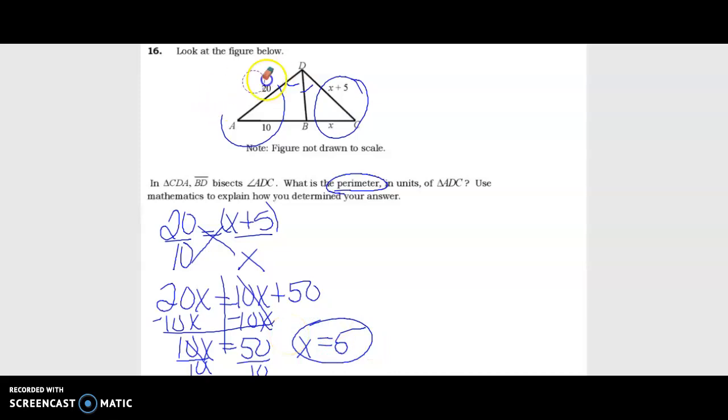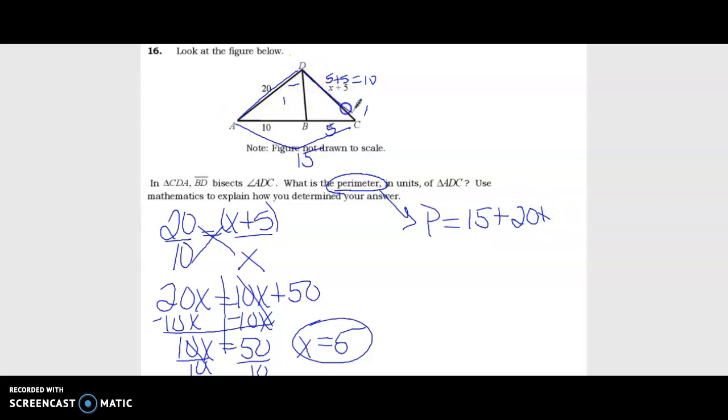So I can go back up here now and say that this length here is 5. This is 5 plus 5. So this has a value of 10. To find perimeter, perimeter is adding up all the edges, all the sides. So we know that this side here is 15, plus this side here is 20, plus this side here is 10. And plus what's here? So 20 plus 10 is 30, plus 15 is 45 units. That is the perimeter of triangle ADC.